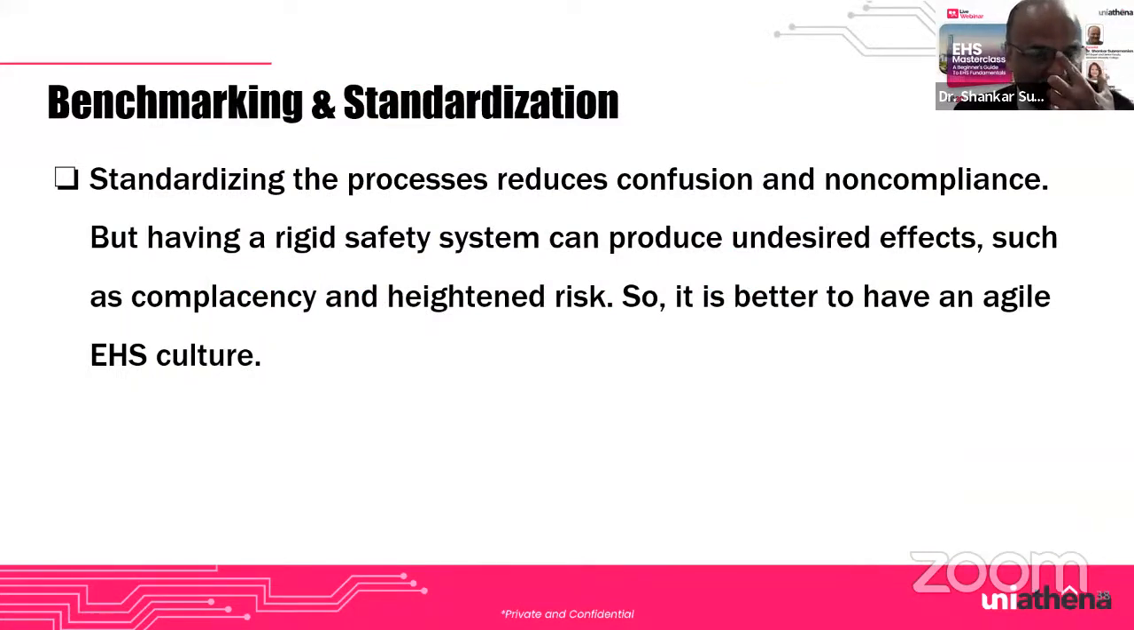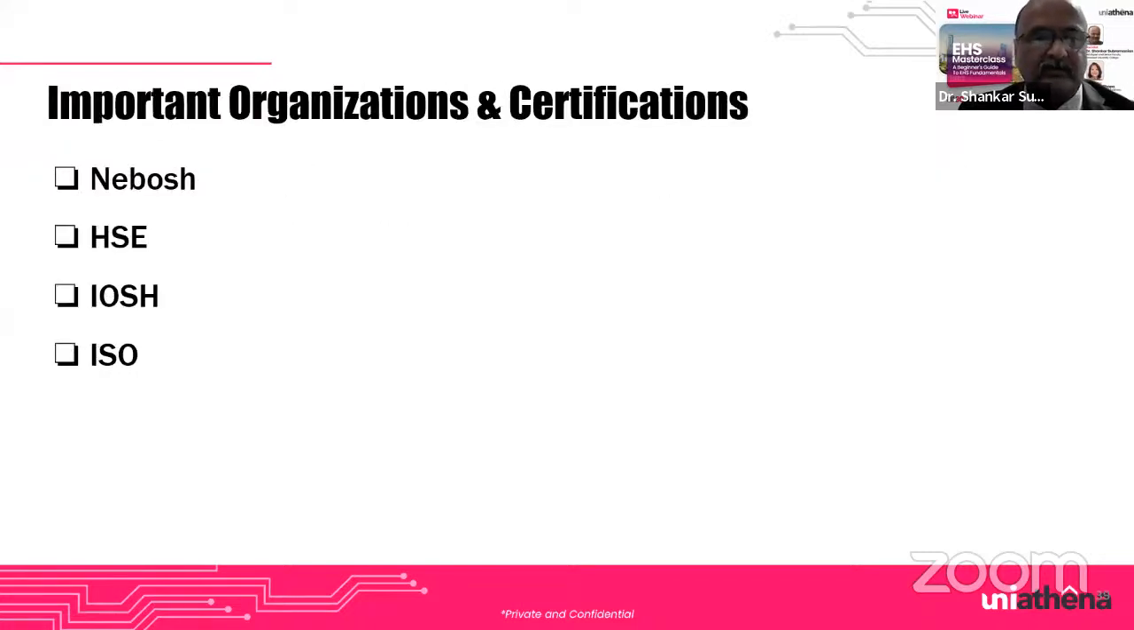So benchmarking and standardization. Standardization is a process that reduces confusion and non-compliance, but having a rigid safety system can produce undesirable effects such as complacency and heightened risk. So it's better to have an agile EHS culture. You benchmark yourself with the best companies like Mercedes, Sony, the best companies in your domain, and check what they do and how they do it. Then you try to emulate that and get into a good system which can mitigate the risk and also avoid hazards.